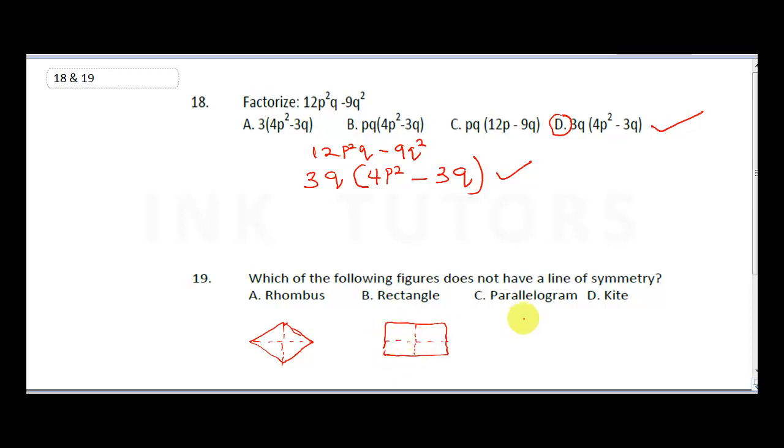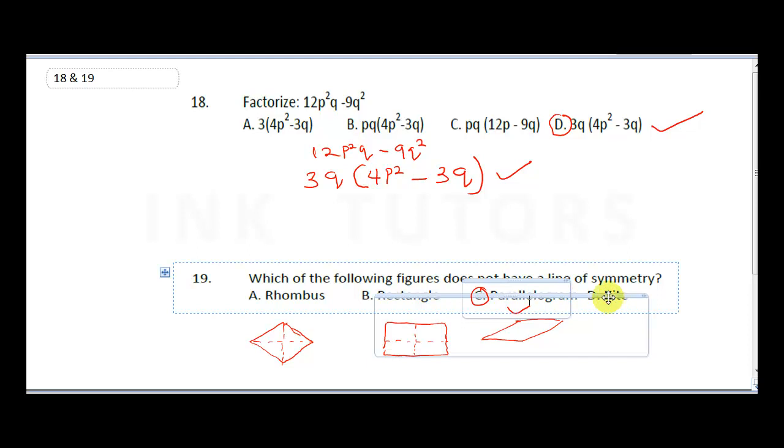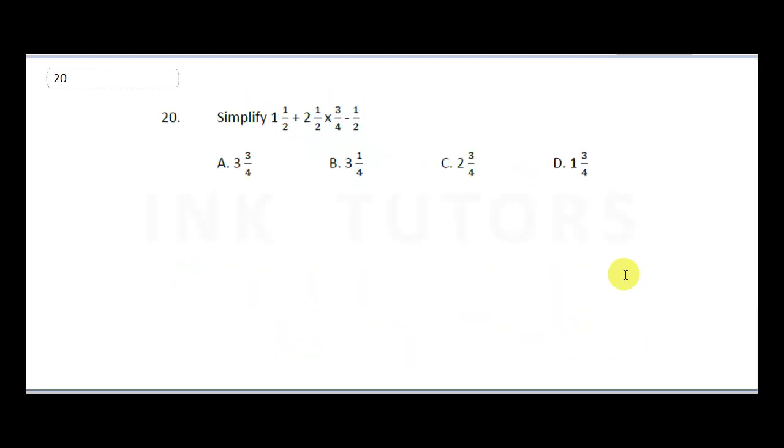Now a parallelogram does not have a line of symmetry. So this does not have any line of symmetry. A kite is the same thing as a rhombus. So the correct answer here is C. C is the correct answer. So a parallelogram has no line of symmetry. Now that takes us to question 20, which says simplify that.